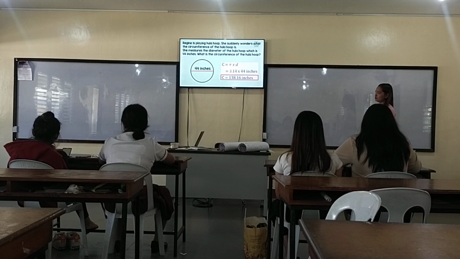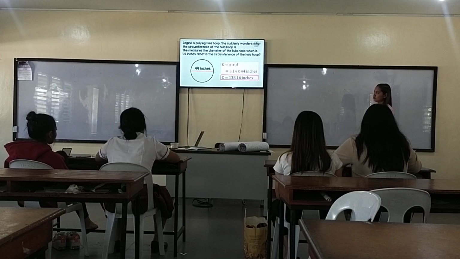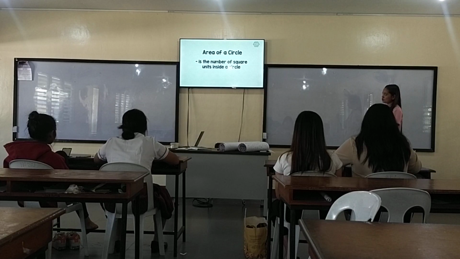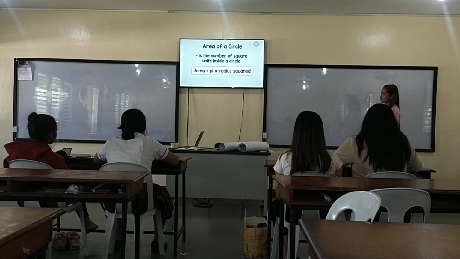Now you already know how to compute the circumference of the circle. Let us now solve the area of the circle. Okay. Area of a circle is the number of square units inside the circle. Based on the definition, we can conclude that the formula in finding the area of the circle is just pi times radius squared. Again, let's use abbreviation in writing the formula. Let's use A for the area and R for the radius. So the equation will look like this.